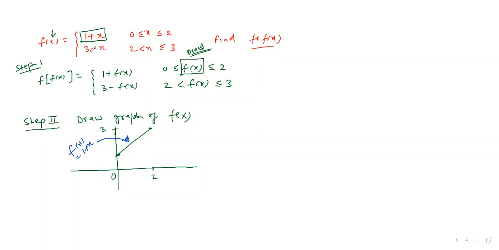So where do I put it? This is 2. What is the value at 2? It is 1. This height is 1. I'll put a circle here. Now, what is the value at 3? It is 0.